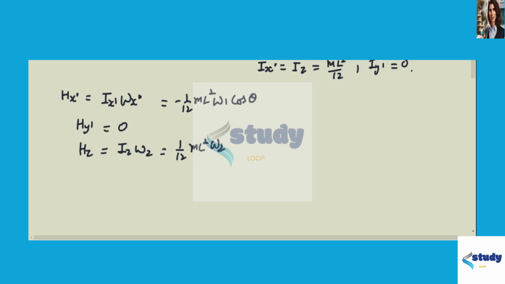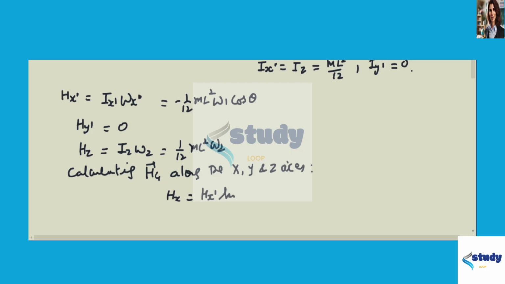Calculating along the x, y and z axes, Hx can be written as Hx dash sin of theta, that is minus 1 by 12 ml square omega 1 sin theta into cos theta.